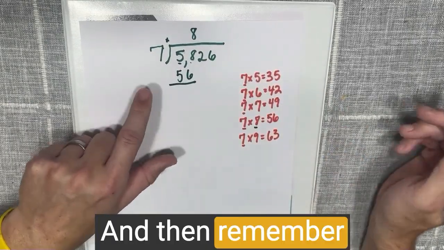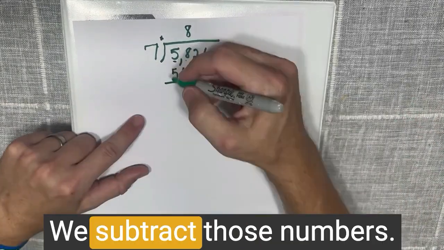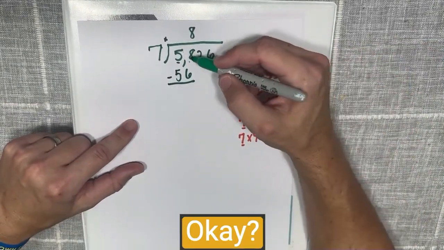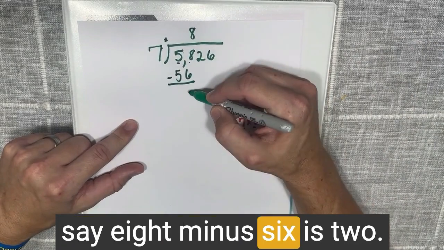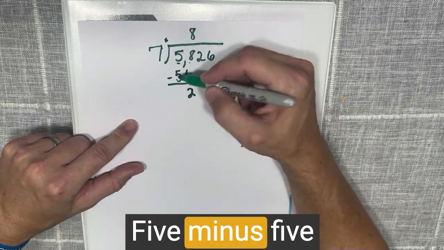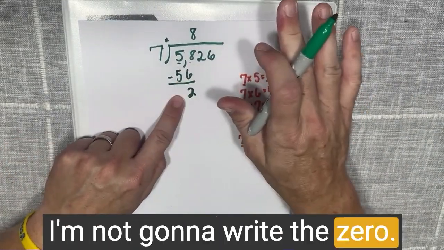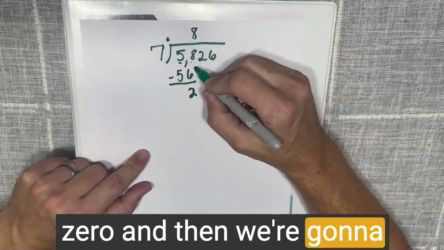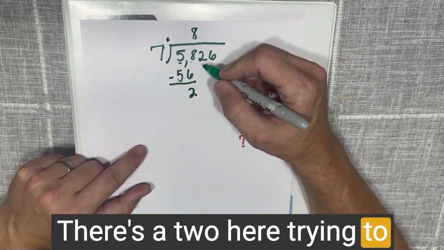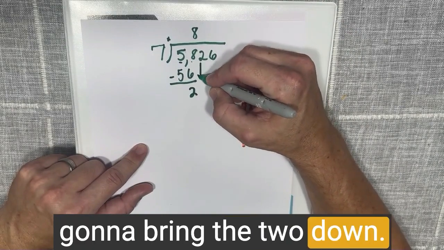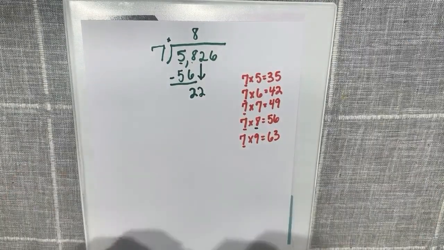Okay. And then remember, mathletes, at this step, we're going to subtract it. We subtract those numbers. Okay. And then we're going to say 8 minus 6 is 2. 5 minus 5 would be 0. I'm not going to write the 0. We don't have to write the 0. And then we're going to go to the next number. There's a 2 here trying to get in on the action. So I'm going to bring the 2 down. Here we go. All right.